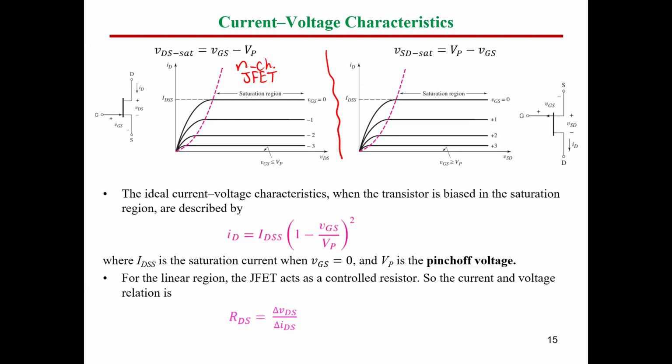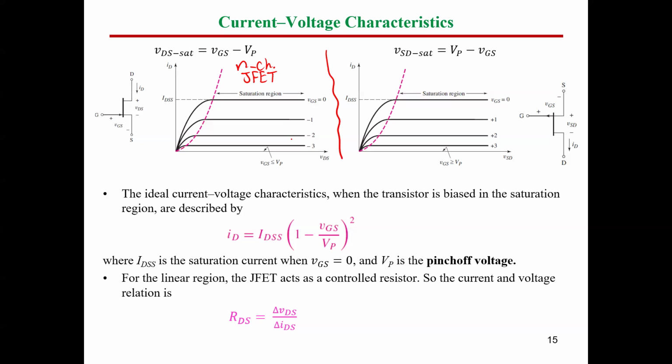What is the point of transformation from linear to saturation region? Still the drain to source saturation value. So what is the drain to source saturation value? It's like the MOSFET, so it's VGS minus VP. And take care here, VP is a negative value. So this is now, guys, the N-channel JFET.